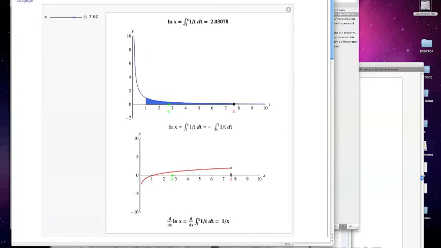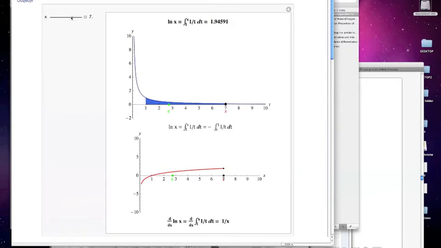Here we plot the natural logarithm right below. So for x equals 7.62, the natural log of x is this area in blue above. We see that as x increases, obviously this area increases, and the natural logarithm is always increasing. Another way to show that is, by definition, the derivative of this function is 1 over x, which is positive, so therefore the function is always increasing. In fact, we can use both the first and the second derivative to show that the function is always continuous, it's always increasing, and it's always concave down.